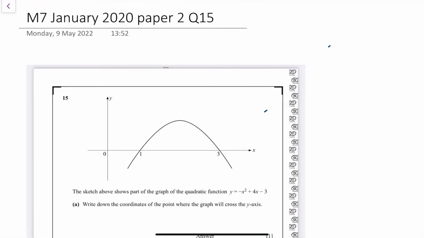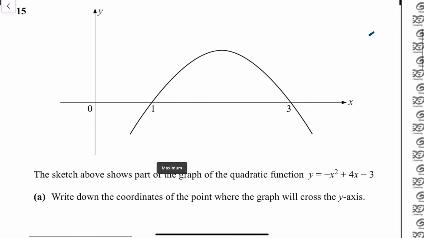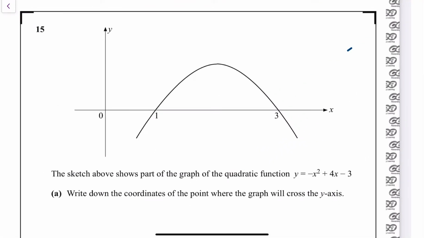This is M7 January 2020, paper 2, question 15. So if we have a look at this question, first part says, the sketch above shows part of the graph of the quadratic function, y is equal to minus x squared plus 4x minus 3. And then part A says, write down the coordinates of the point where the graph will cut the y-axis.